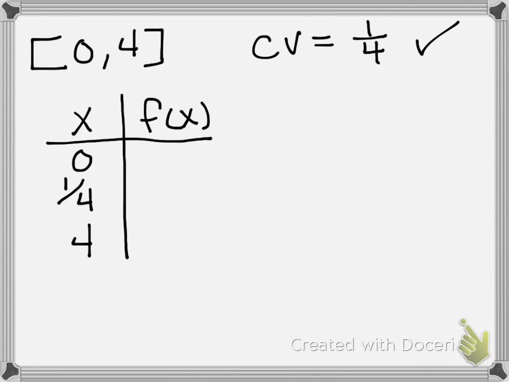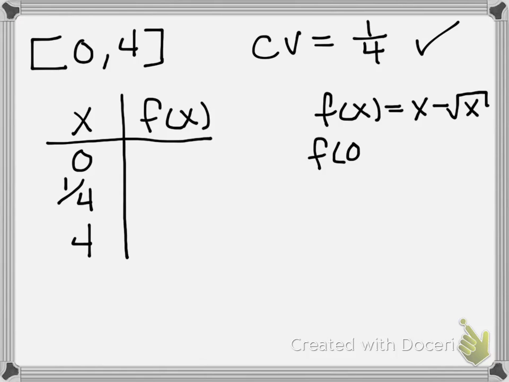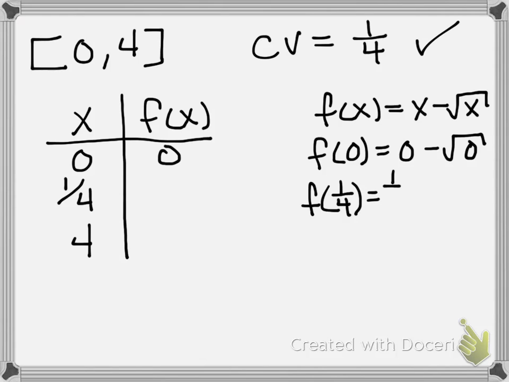So our function was f of x equals x minus the square root of x. So to start off with, we'll plug in 0. So the square root of 0 is 0. 0 minus 0 will give us 0 for there. And we'll take our f of 1/4.